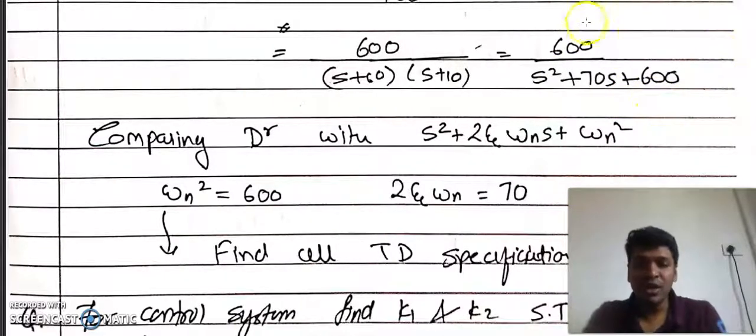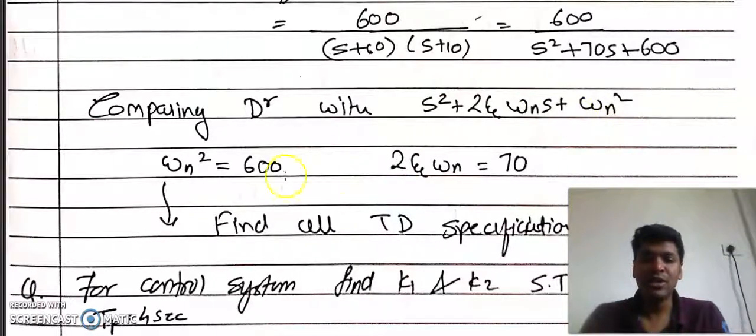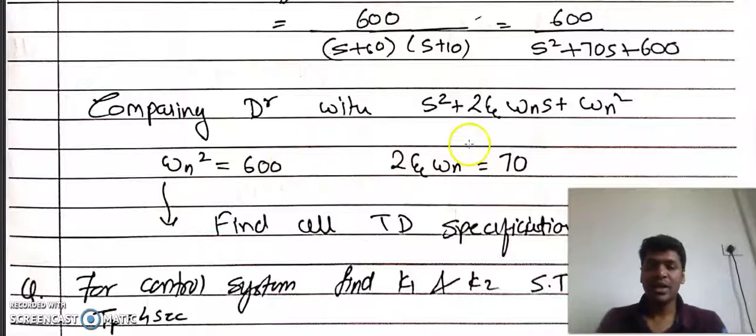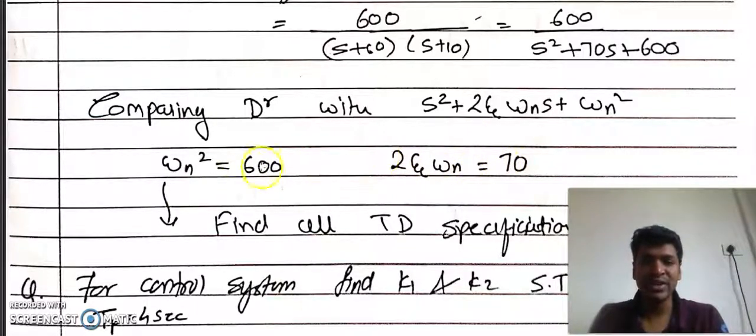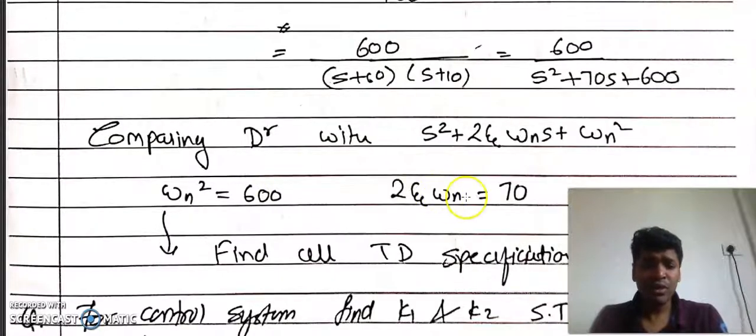And then you observe, what is this? This is the transfer function of the above system, and from this transfer function we can conclude that the above system is your second order system. So once we get the second order system, we can compare it with the standard denominator s square plus 2 zeta omega n s plus omega n square, and from here you get the value of omega n square is equal to 600 and 2 zeta omega n is equal to 70. You get the value of omega n and then you get the value of zeta.